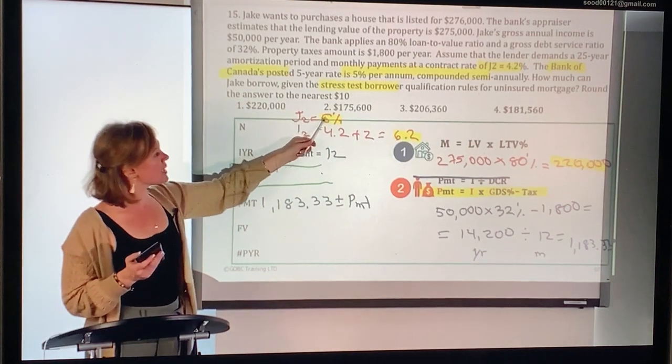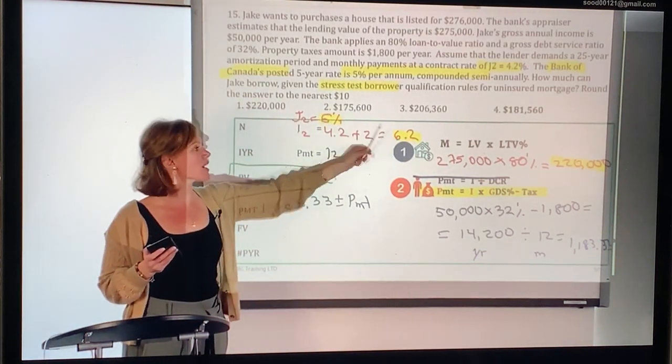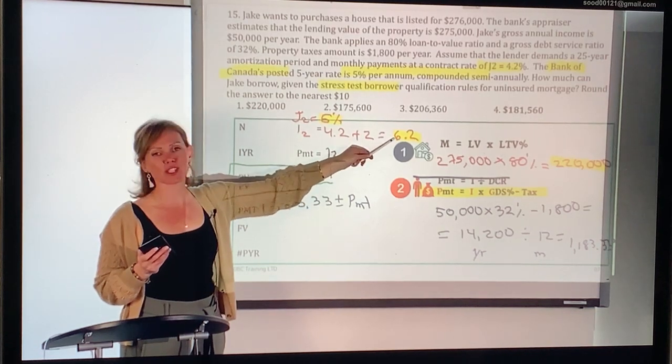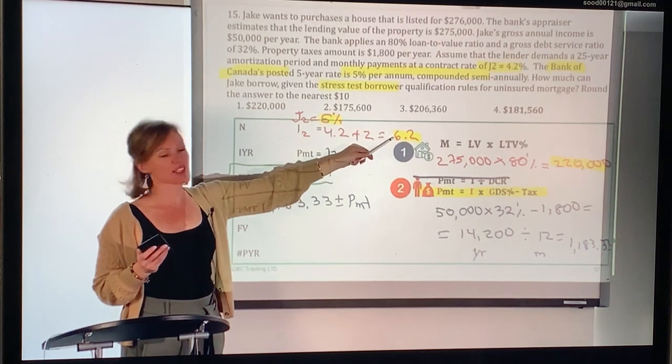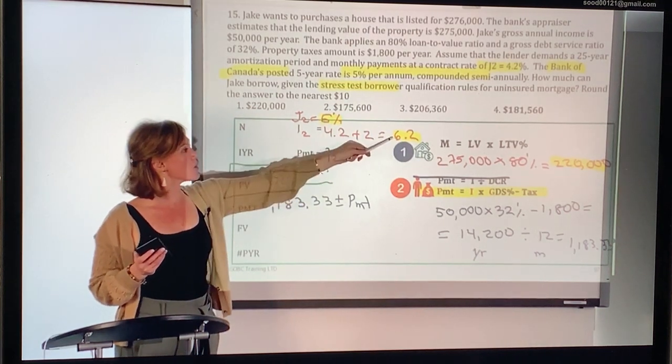Is that the Bank of Canada rate or is that the contract rate plus 2? Which one is the higher number? Which one is the highest one? That's the one that you will use for your question, okay? That's the one that they're going to pre-approve you for. So out of those two, definitely 6.2 is the highest one. So you would forget about this one and you would use the 6.2 in here.